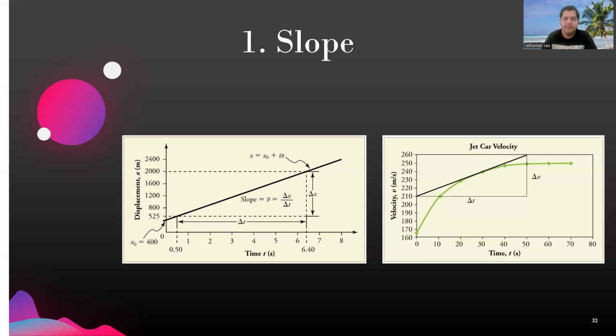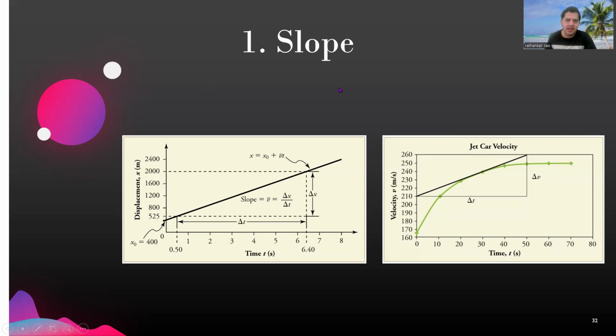Now, first, whenever you talk about a graph, four important parameters are extremely important. The first one is slope. The second one is area. The third one is intercept. The fourth one is coordinate or pixel. Let us see in detail how these four parameters provide us some great information.